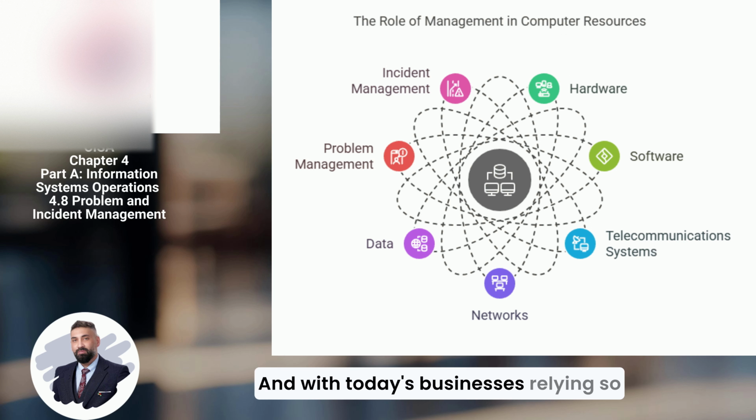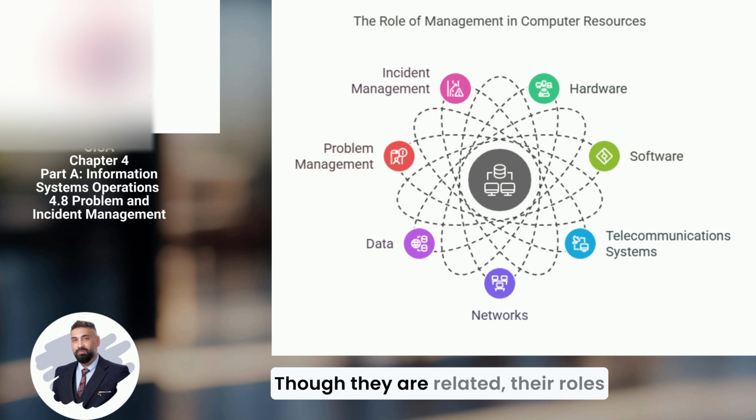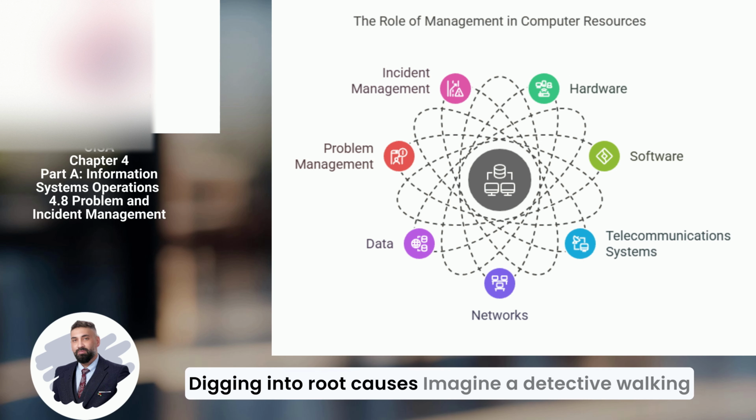And with today's businesses relying so deeply on computers and networks, any errors, inefficiencies, or disruptions in these systems can have far-reaching consequences. That's where our two main actors step into the spotlight: problem management and incident management. Though they are related, their roles and goals are distinct yet complementary. What is problem management? Digging into root causes.